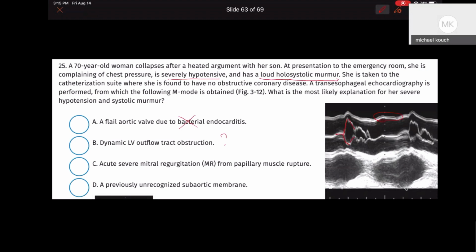Okay, good. And then a previously unrecognized subaortic membrane. So a subaortic membrane is basically just prior to the mitral valve, you actually have a membrane formation that causes obstruction, right? So what's the difference between these two? One is fixed and one is not, right? Your fixed obstruction isn't going to have this particular picture. So this is actually consistent with a dynamic LV outflow obstruction.